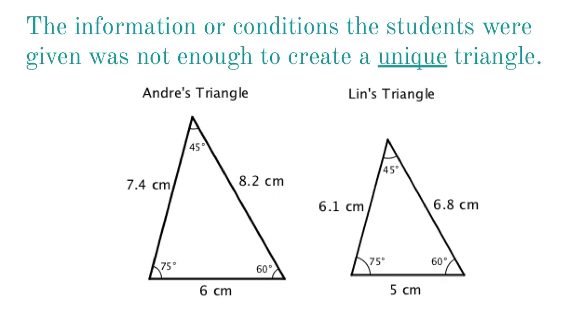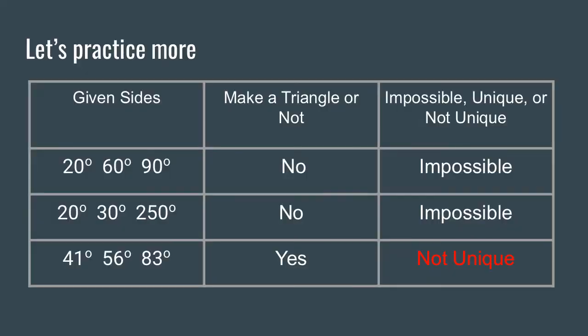The information or conditions the students were given was not enough to create a unique triangle. So when we look back here, we find that yes, you can draw triangles that fit the conditions of being 180, but that set of conditions will not give you a unique triangle. It'll give you more than one possibility.